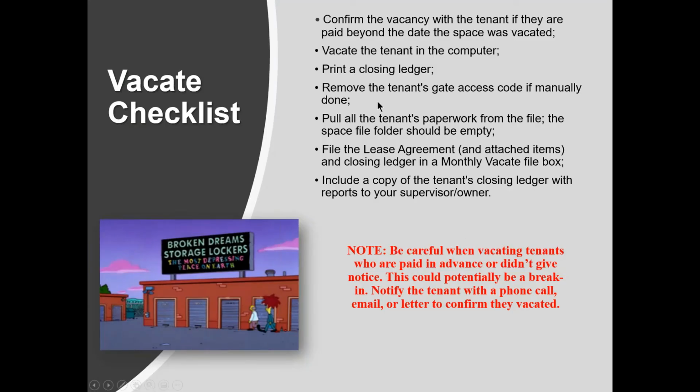Make sure you have a vacate checklist, because you want to confirm the vacancy with the tenant, that they're paid beyond the date that they were there, and they don't owe any money. They're vacated in the computer. You did that. You printed a closing ledger. You make sure you remove the tenant's gate access code if you have to do that manually. Sometimes it's automatic now. Pull the tenant's paperwork from the file. Lots of people forget to do that when they move people out, but it should go into that monthly file of all the move-outs. So the file should be empty, and then file the lease agreement into that monthly vacate box, and then include a copy of the tenant's closing ledger. And I would say closing ledger and the notes with the reports to your supervisor.